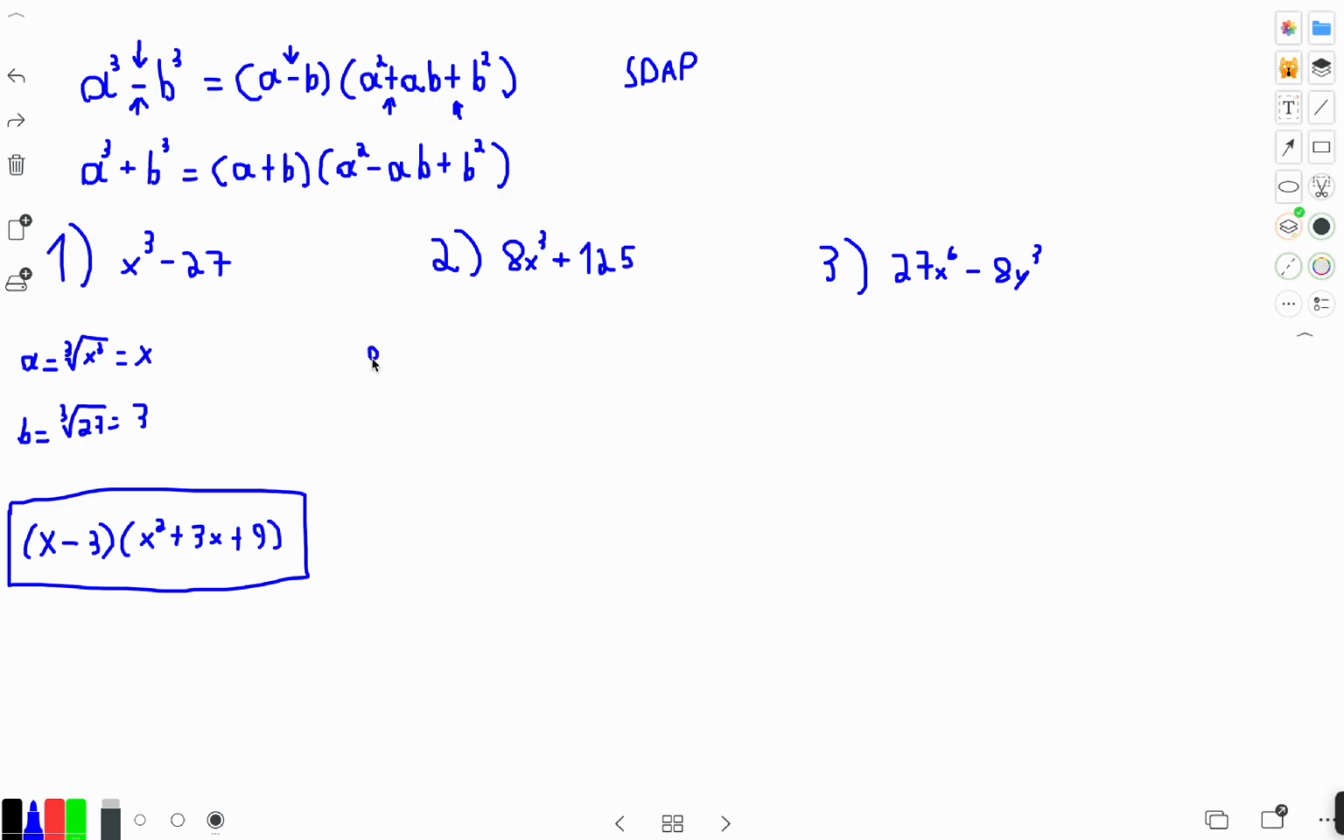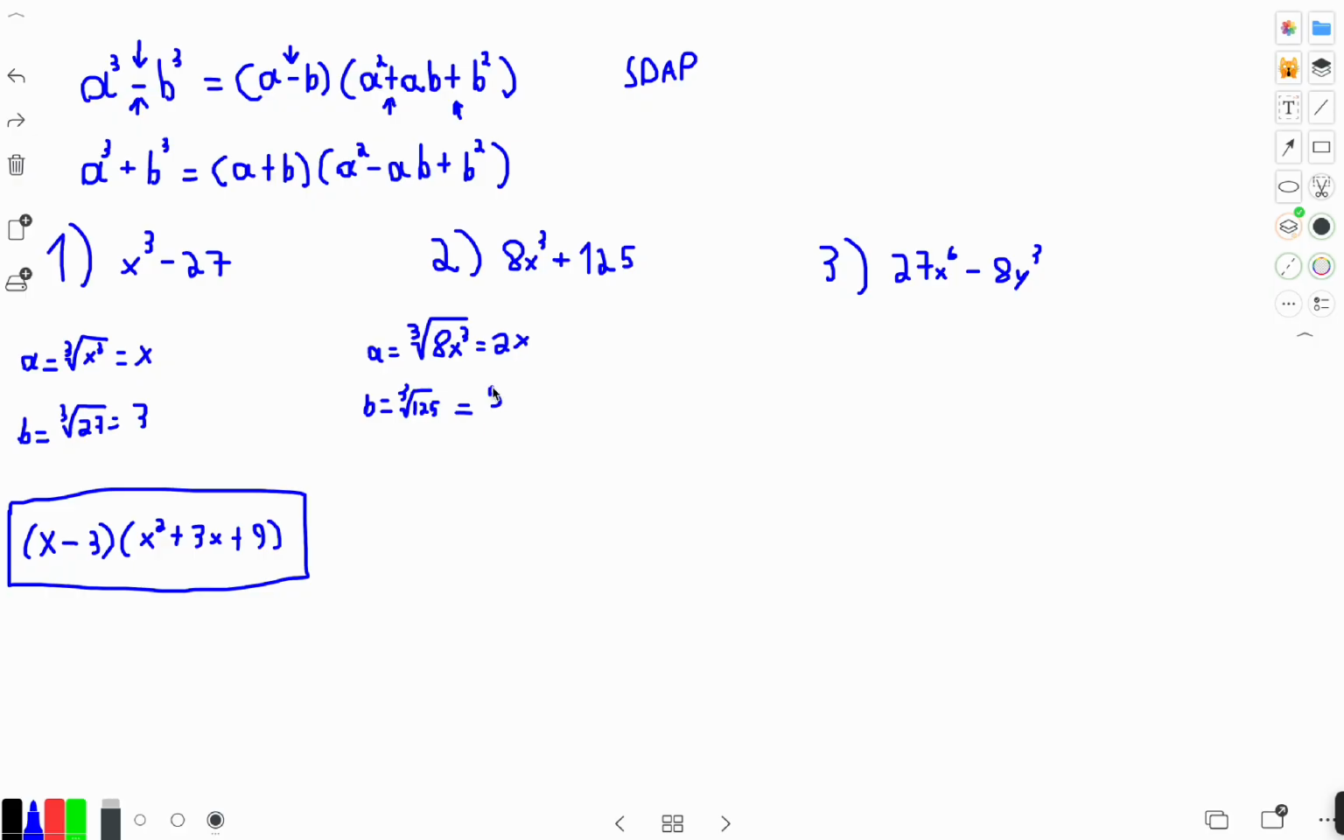So in order to find our A, we need the third root of term number 1. Our term number 1 is 8x cubed, so we have to find the third root of that. First we find the third root of 8, which is just 2. And then we find the third root of x to the power of 3, which is just x. So our a is simply 2x. And then to find b, we once again find the third root of the second term, which is 125. And the third root of 125 is just 5.